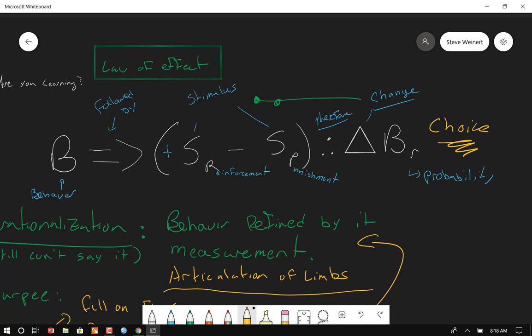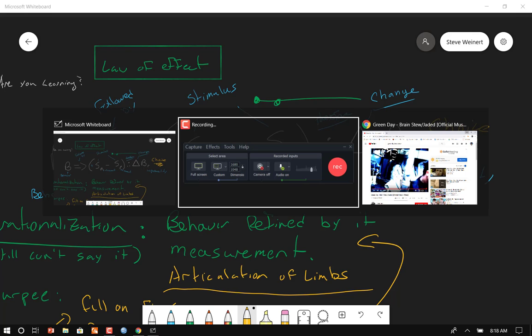Is this always true? Yes. The only things that are laws in psychology is this. This is the only thing that's always true in psychology. But there's a problem with it, but we'll get to that in a few seconds.